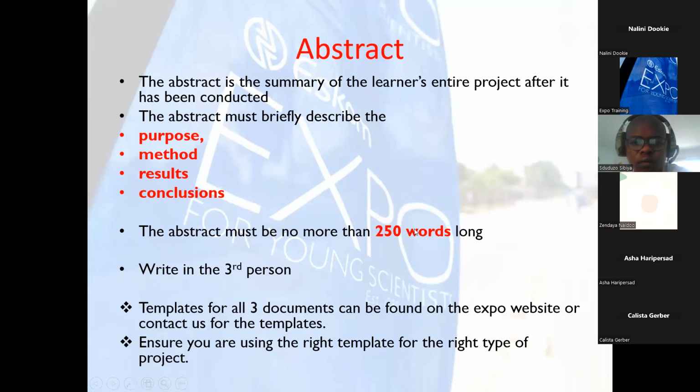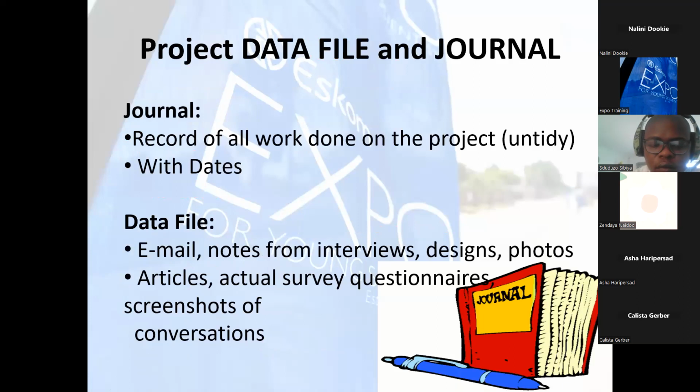The abstract is a one-page summary, about 250 words, also written in the third person. Basically 4 paragraphs summarizing the entire project. So the judge usually looks at the abstract before reading the report. Now, this journal is also very, very important, the journal and the project data file.